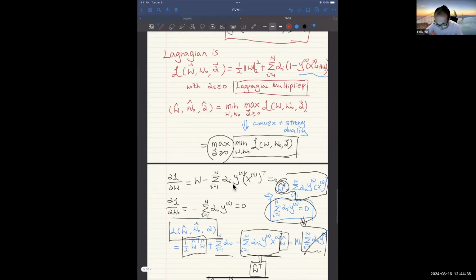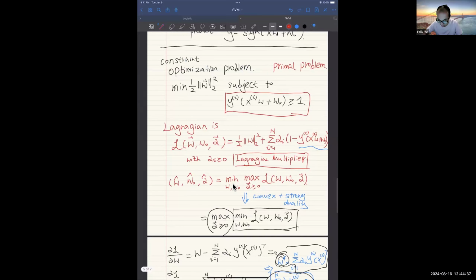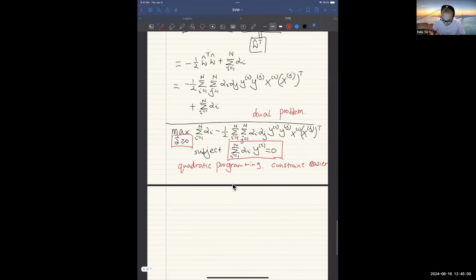On the other hand, in the primal problem, this constraint is much more complicated. We have to deal with xi and the yi at the same time. But here, it's much simpler, and it just needs to deal with the yi. And we know yi is just plus 1 and minus 1.